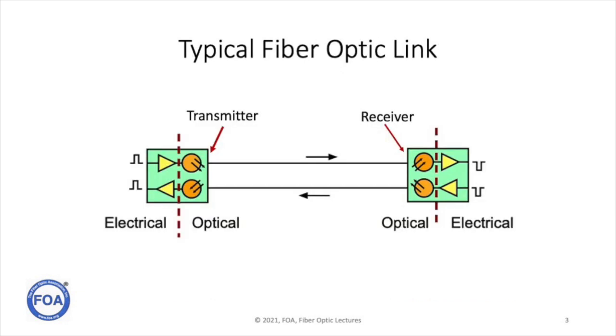A fiber optic link has a transmitter which converts signals from the electrical domain to the optical domain and couples them in an optical fiber. The fiber transmits the signals to a receiver, which is an optical to electrical converter. So the idea of a typical fiber optic link is that it takes an electrical signal, converts it to optical, and converts it back to electrical.